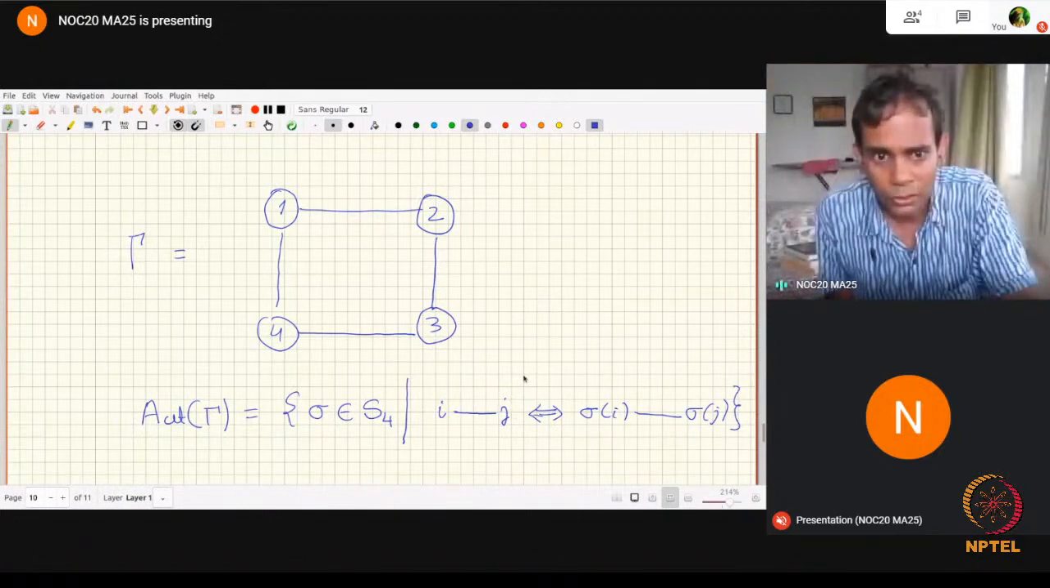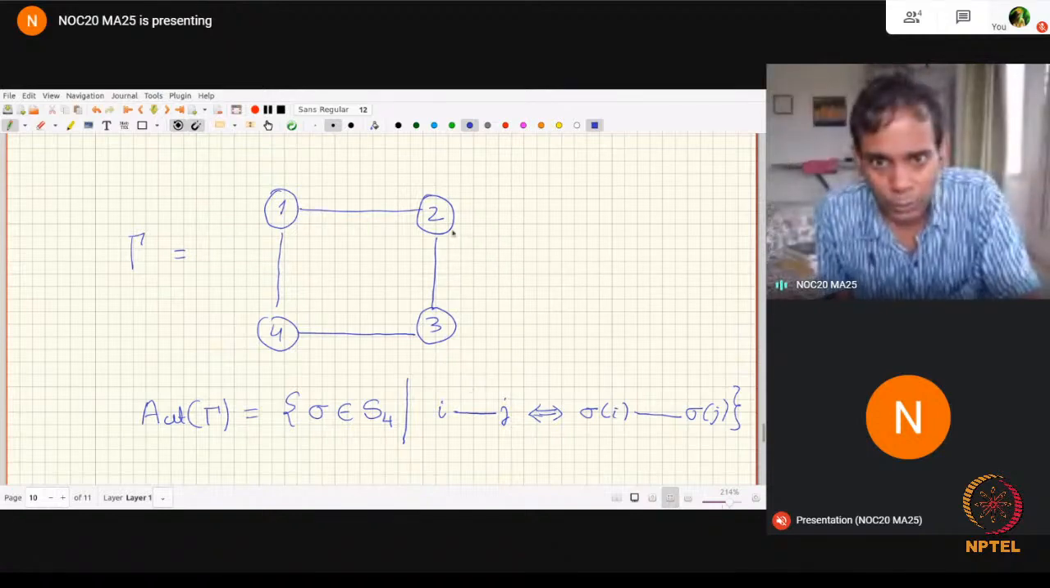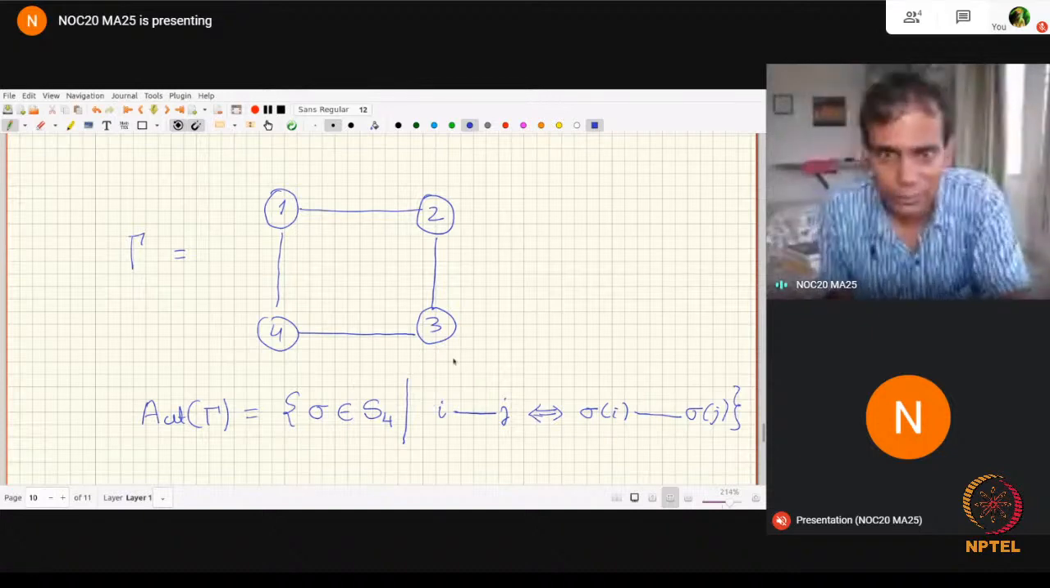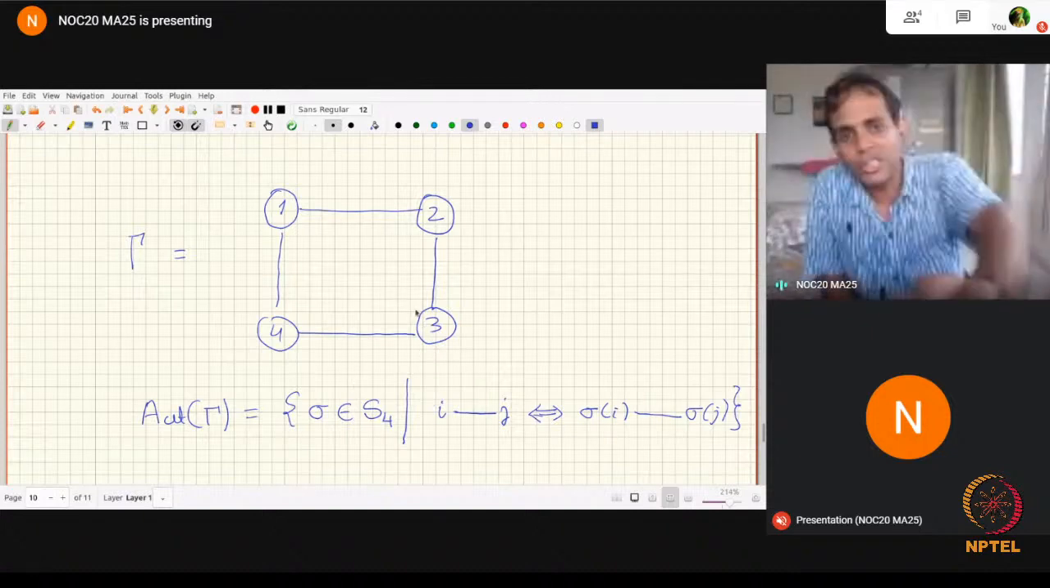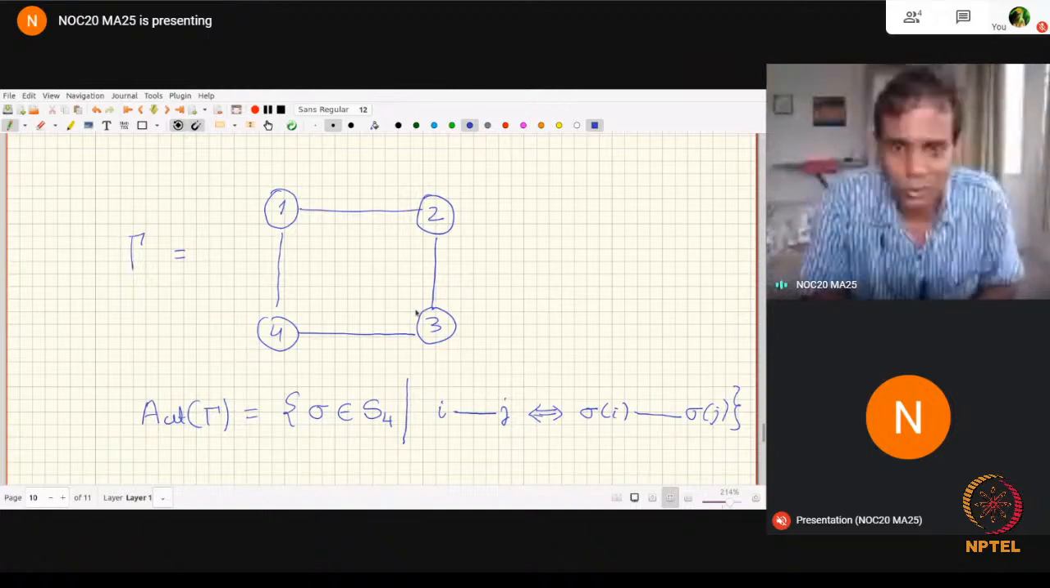And not every element of S4 will be in Aut Gamma. For example, if you interchange 1 and 2, but keep 3 and 4 fixed, then it will not satisfy this property. It will mess up the edge relations of the graph. So any transformation of this graph which preserves its edge relations is in the group Aut Gamma. And that is the group D4, the dihedral group with 8 elements. So I hope that helps.